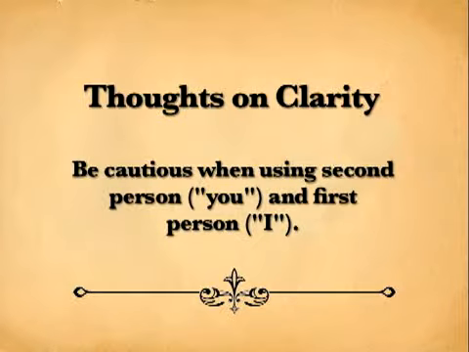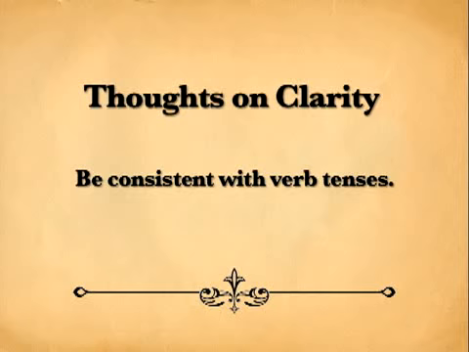Be cautious when using second person, or you, or even first person. Use these with caution. Make sure you're using the pronoun that is appropriate to your meaning, to your context, and to the parameters of the assignment. And finally, be consistent with verb tenses. Use past tense when writing about historical events and present tense when referring to texts, but don't bounce back and forth between past and present tense if you're recounting events from the past, for instance.